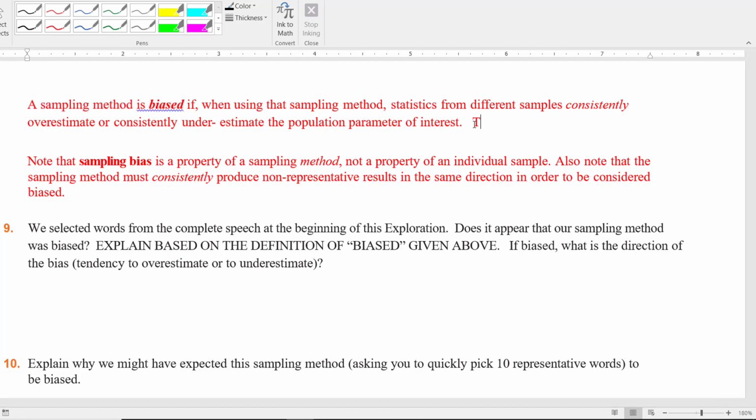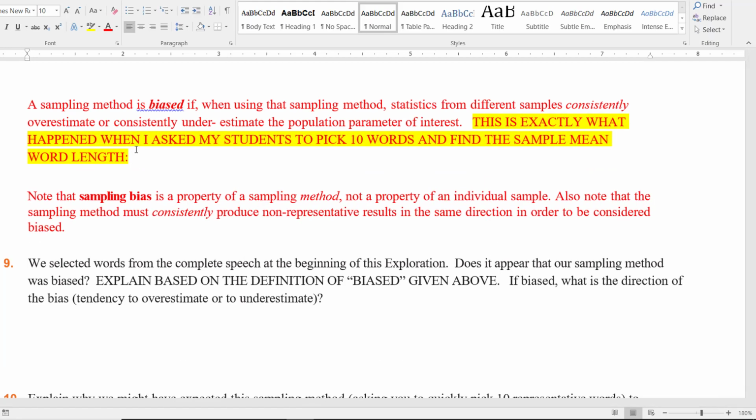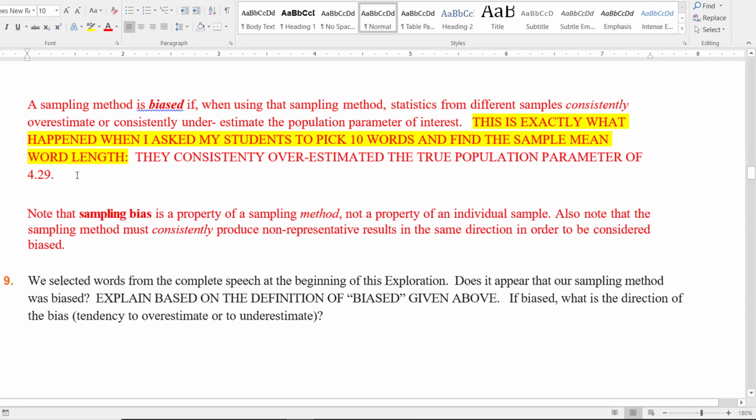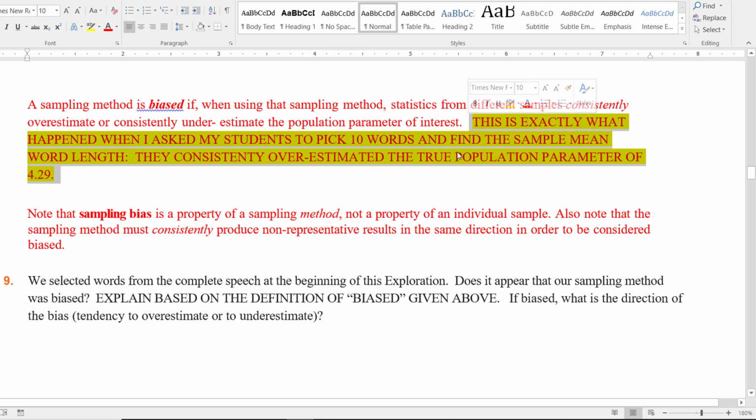And let me just note here, this is exactly what happened when I asked my classes to pick 10 words and find the sample mean word length. When I asked the students to do this, they consistently overestimated the true population parameter of interest, right? I had students in the class consistently getting sample means that were higher. They were overestimating the true population parameter, mu equals 4.29. And there was something wrong then with the way they were going about sampling. Their sampling method was biased.